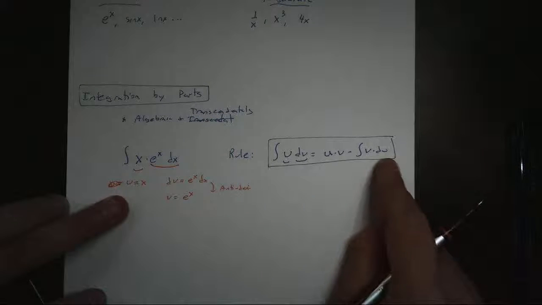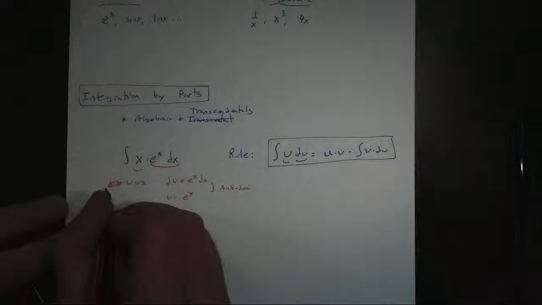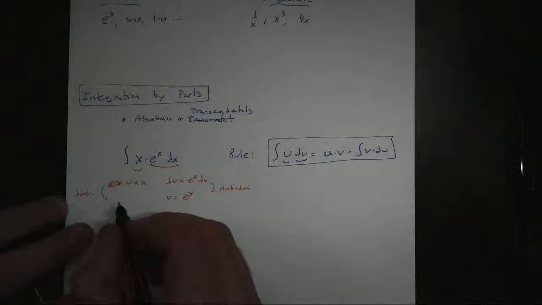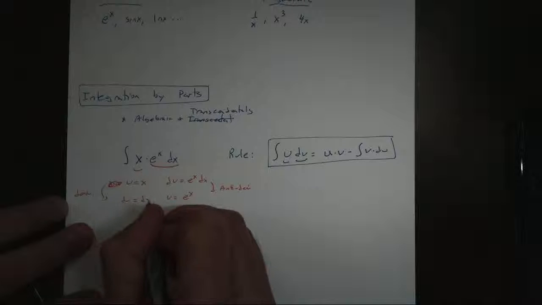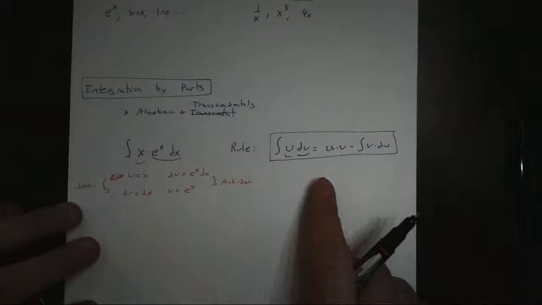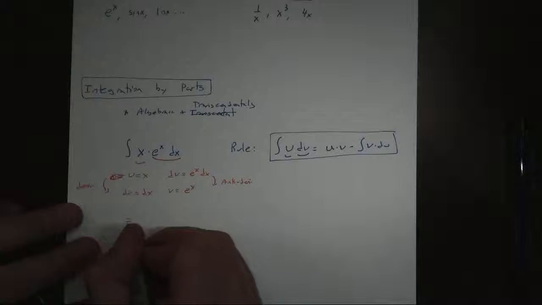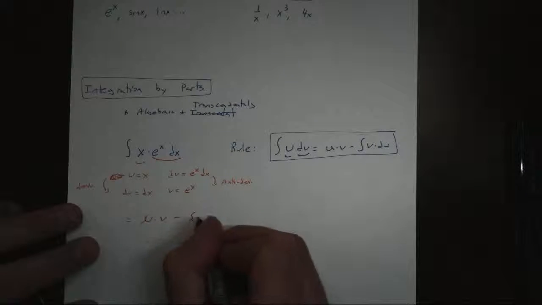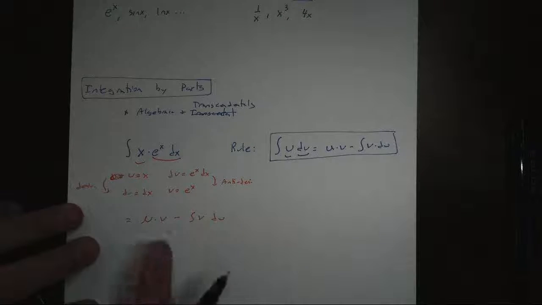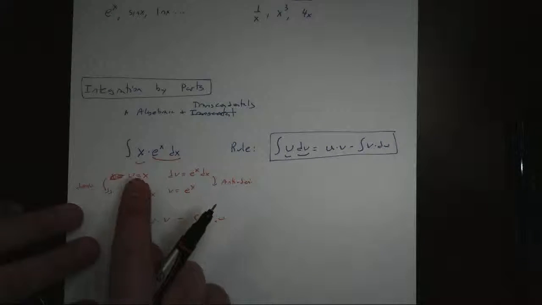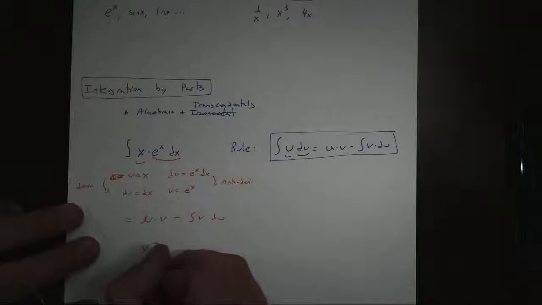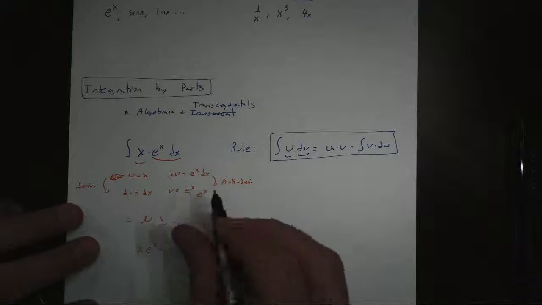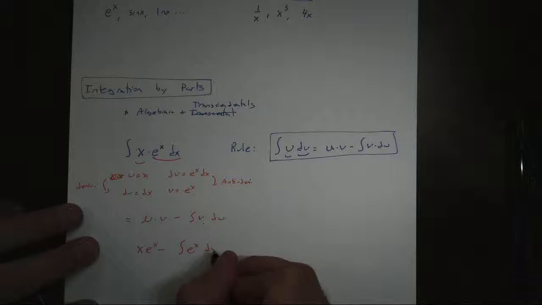So the antiderivative of e to the x is just e to the x. Now notice I also need du, and that comes from here. In other words, I'm going to take the derivative of this one. And I get du equals dx. And I just plug it into my rule. Well, my rule says to just take u, multiply it by v, subtract out the antiderivative of v du. And I just plug them in. I get x times e to the x, so x e to the x, minus the antiderivative of e to the x dx.